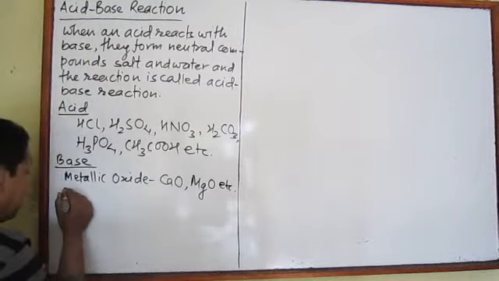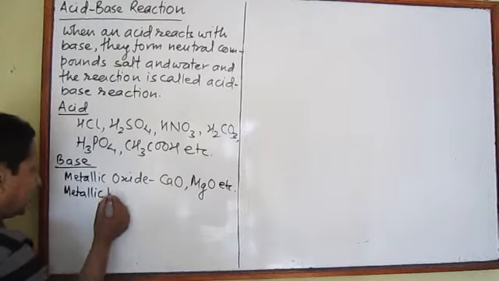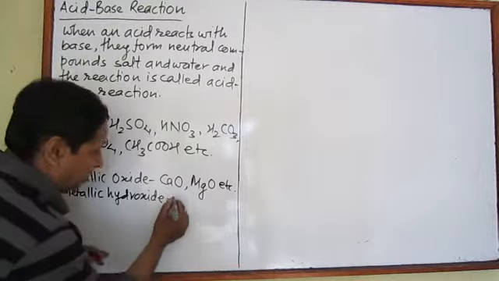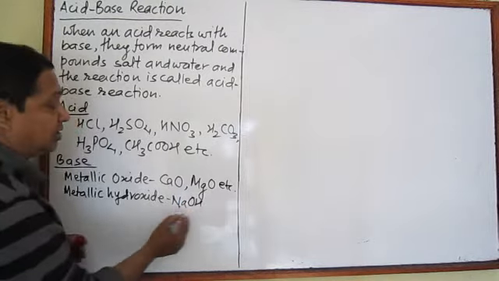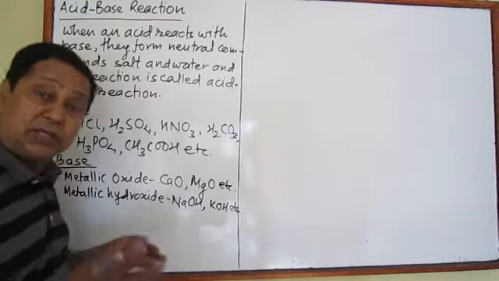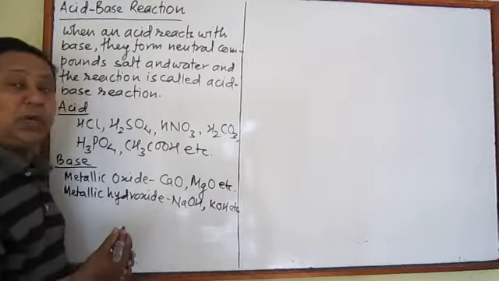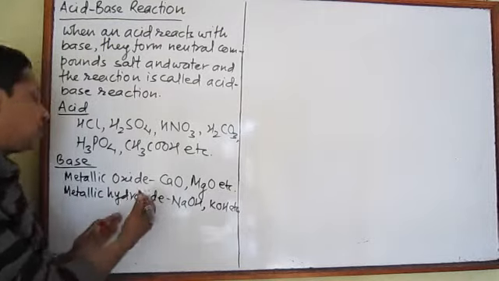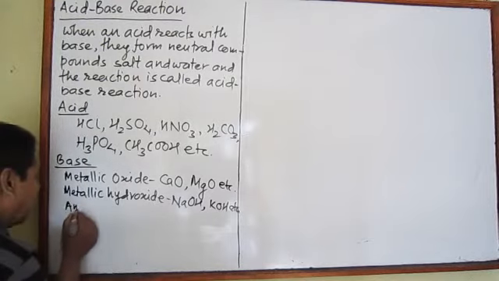Another base is metallic hydroxide. Just for example, sodium hydroxide. Sodium is a metal. If it is combined with hydroxide, then sodium hydroxide is base. Potassium hydroxide is base. Now others also: calcium hydroxide, magnesium hydroxide, zinc hydroxide and other hydroxides are also there. If metal is combined with oxygen or with hydroxide, then metallic oxide or metallic hydroxide forms, they are bases. Beside this, there is an exception, ammonium hydroxide.